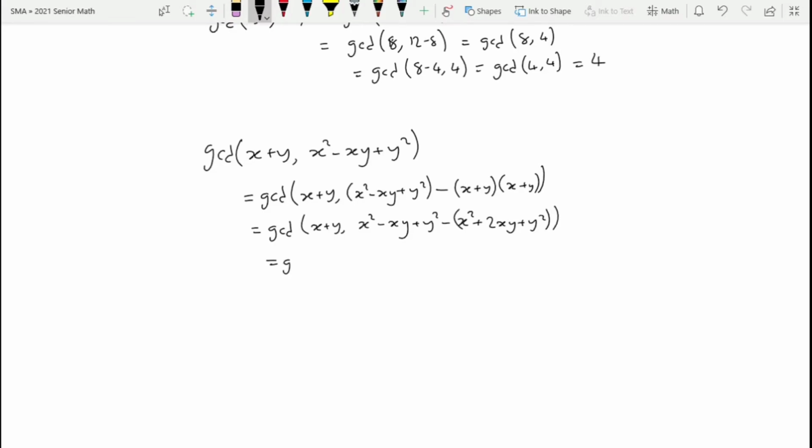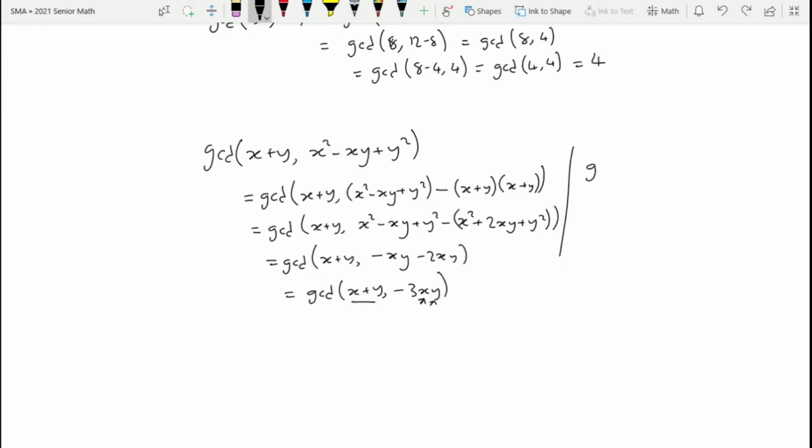And so this is equal to the GCD of x plus y, and x squared cancels x squared, y squared cancels y squared, and we have minus xy minus 2xy. So this is equal to GCD of x plus y and minus 3xy. At this point, we're going to show that the GCD of x plus y and x is 1, and the GCD of x plus y and y is also 1. Or in other words, x plus y and x don't share any common factor, and x plus y and y don't share any common factor. So we'll just bring that out separately.